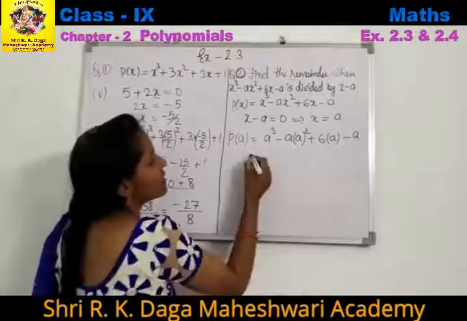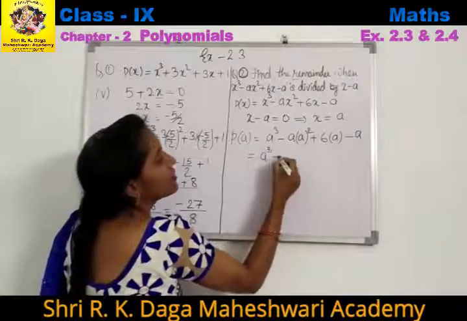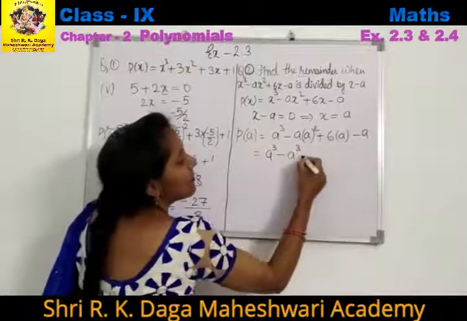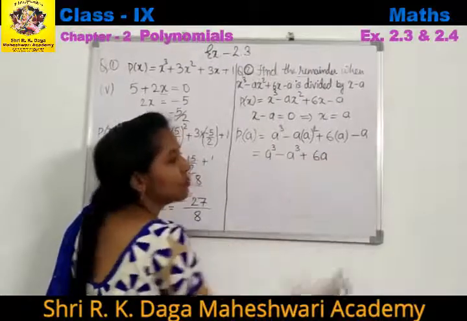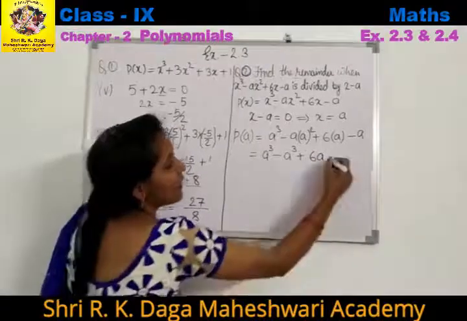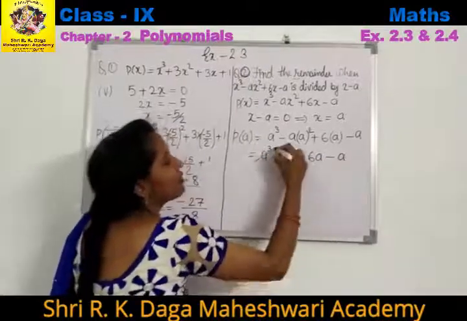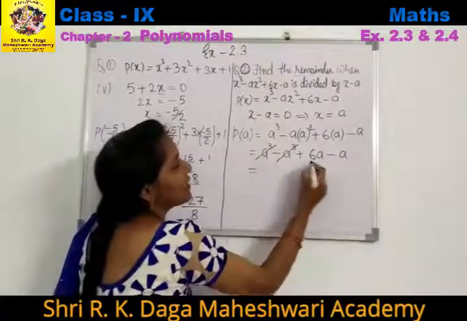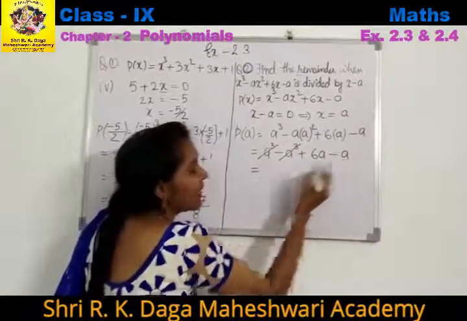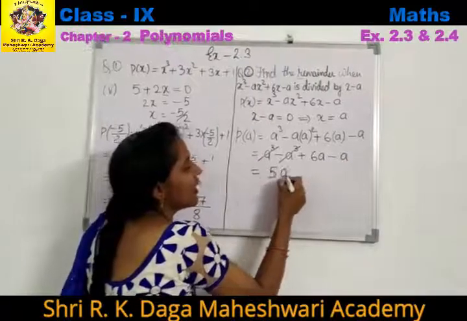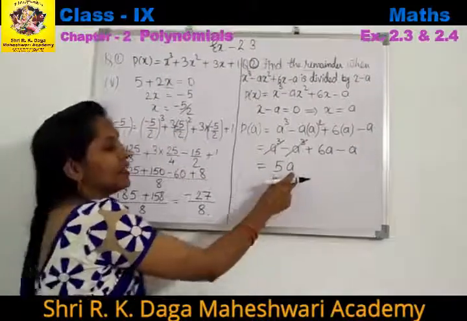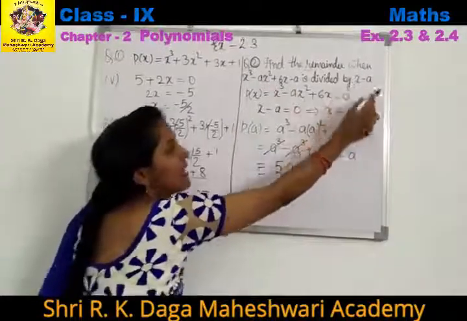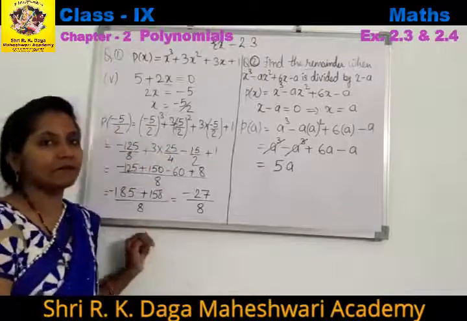Now solve this. a into a square is a cube, plus 6 into a is 6a, minus a. Now this plus and minus a cube will be cancelled. So we will get plus 6a minus a, that is 5a. So we get the remainder 5a when we divide this polynomial by x minus a.